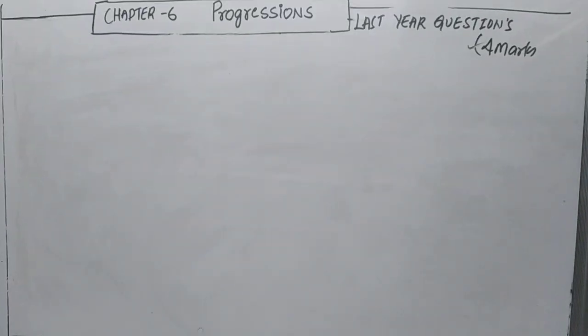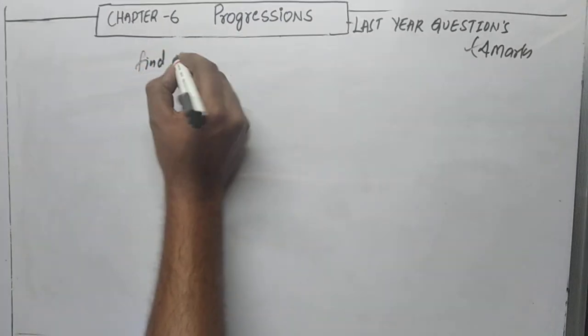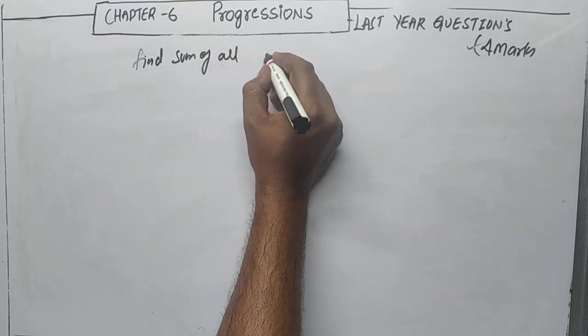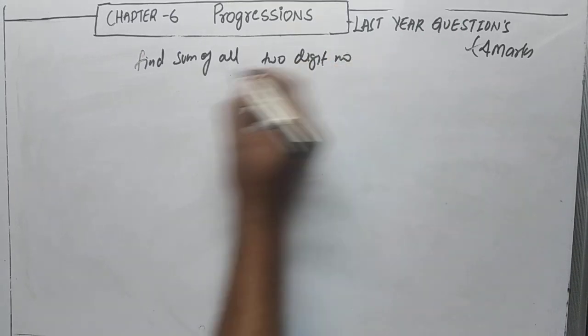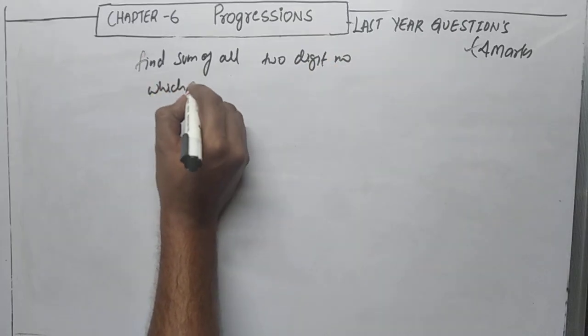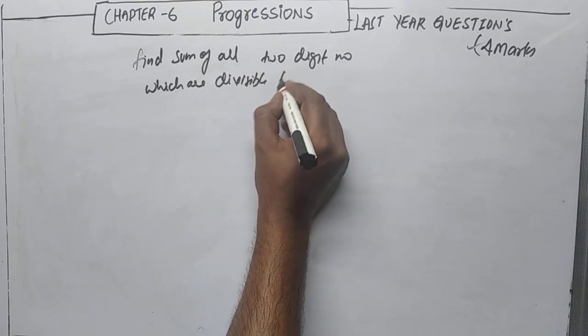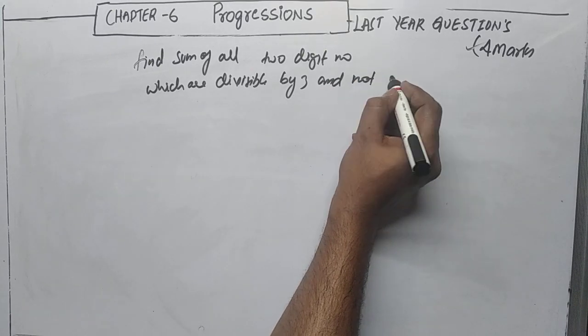So I'm taking some other questions. She's asking: find the sum of all two digit numbers which are divisible by 3 but not divisible by 2.